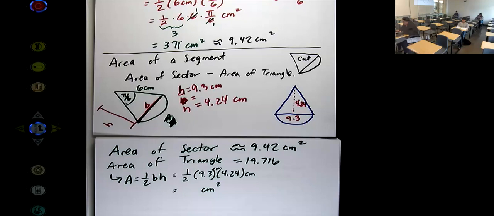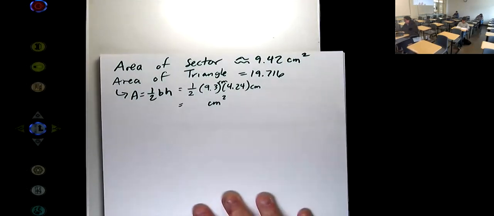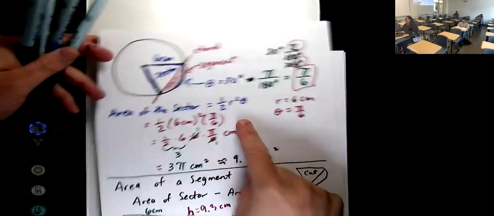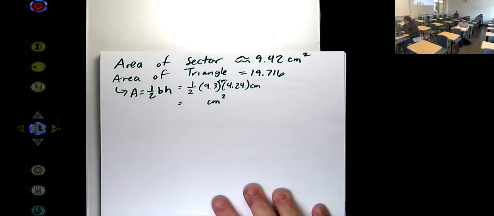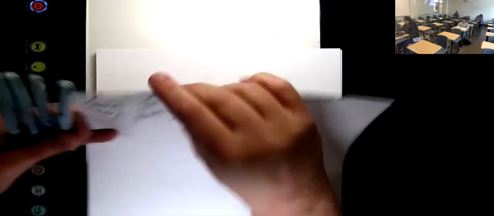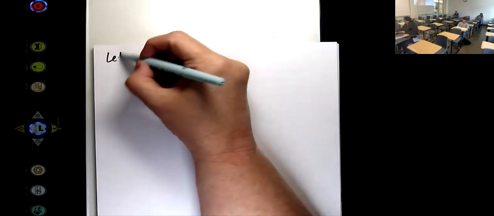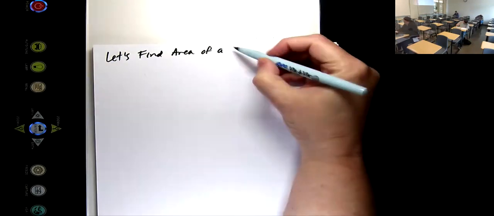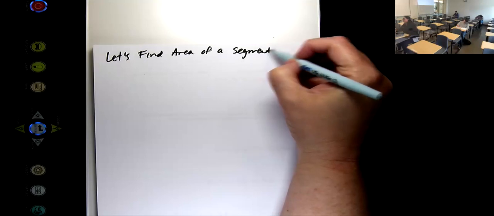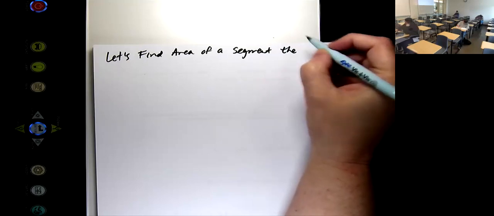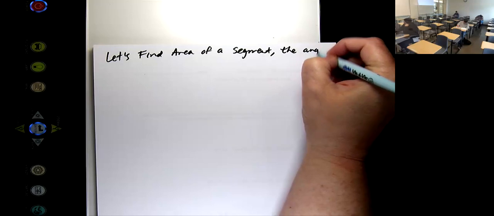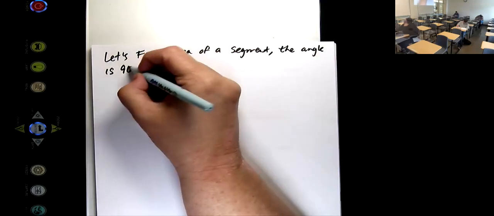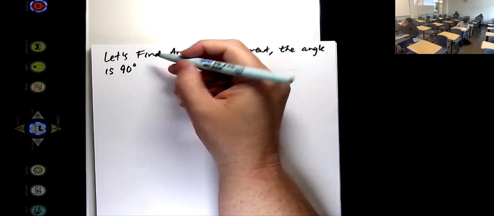All right, let's try this again. So, the idea of the area of the sector is correct. The idea of the area of a segment is correct. So let's find the area of a segment, where the angle is 90 degrees. That's what's wrong. I had the wrong angle listed.